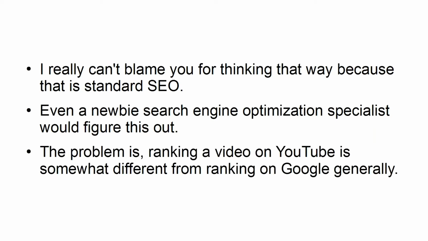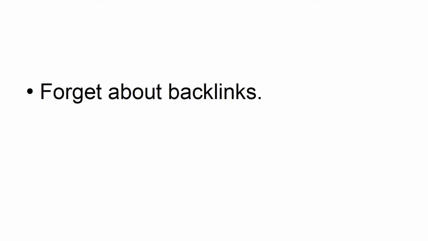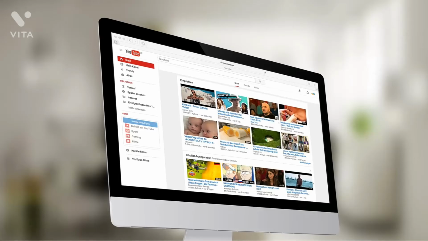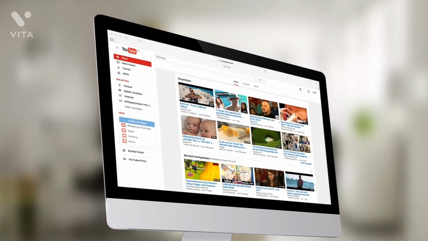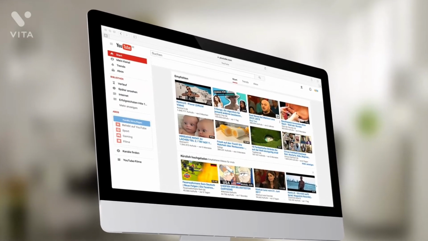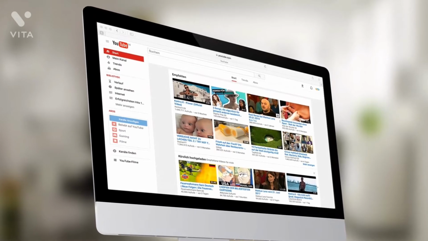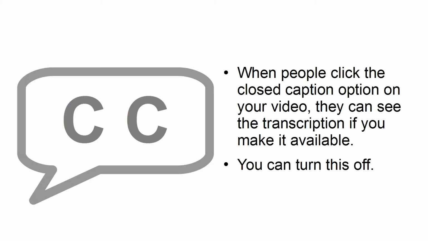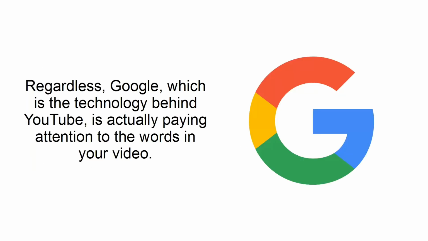The problem is, ranking a video on YouTube is somewhat different from ranking on Google generally. Forget about backlinks. Instead, focus on the core technology that YouTube brings to the table. Did you know that when YouTube processes your video, it actually creates a transcript? Now, you can choose not to make this transcript public. When people click the closed caption option on your video, they can see the transcription if you make it available. You can turn this off. Regardless, Google, which is the technology behind YouTube, is actually paying attention to the words in your video.